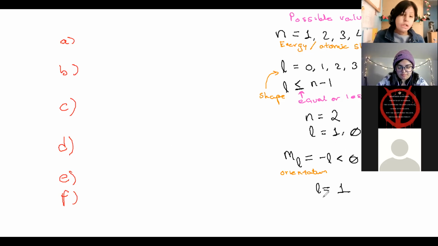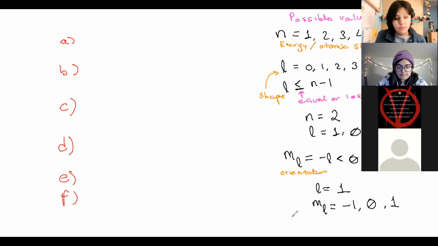What are the possible values for m sub L? -1 through +1. So -1, 0, and 1, right? Okay, does that make sense so far for everybody? Yes. Okie dokie.